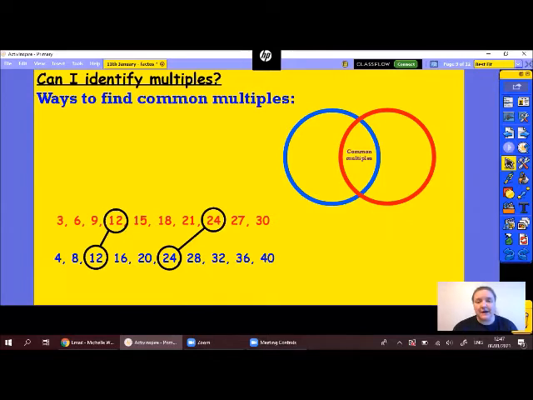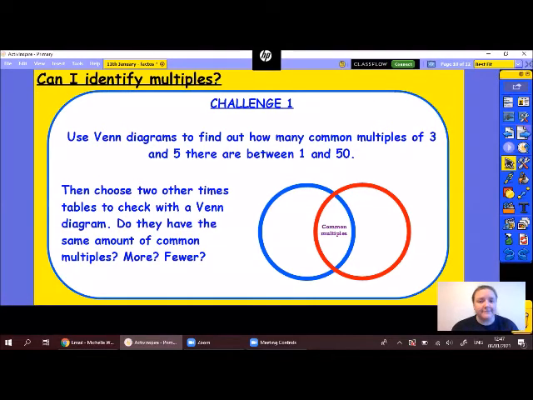For today's maths work, I'm giving you the option between different challenges like we do at school. So challenge 1 is using the Venn diagrams like we were last week to find out how many common multiples of 3 and 5 there are between the numbers 1 and 50. So one circle of your Venn diagram will be 3 times table and one circle will be 5 times table. And I want to see how many numbers go in the middle.